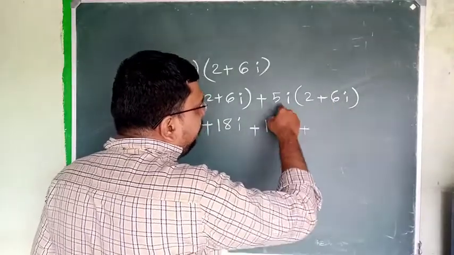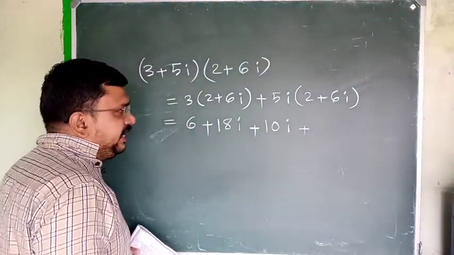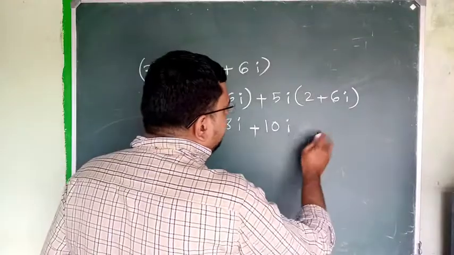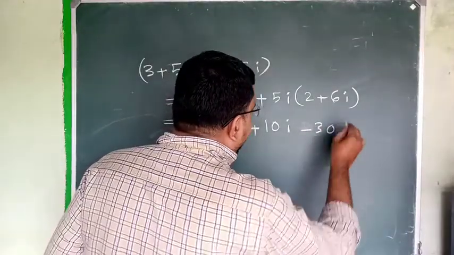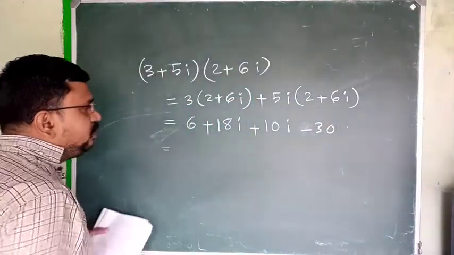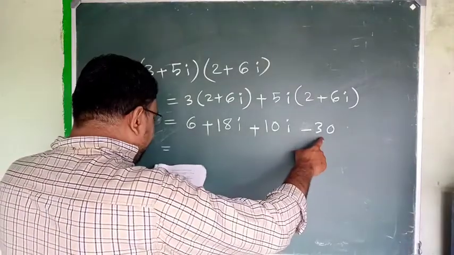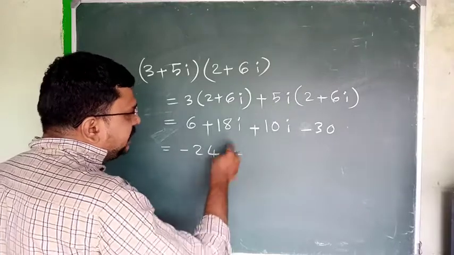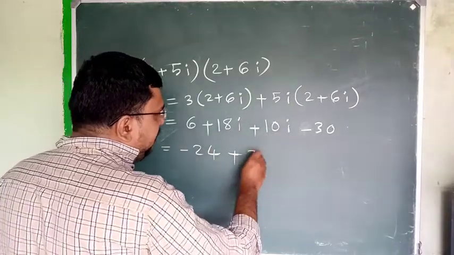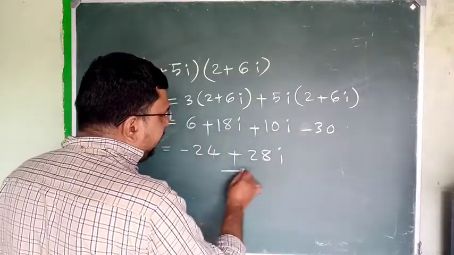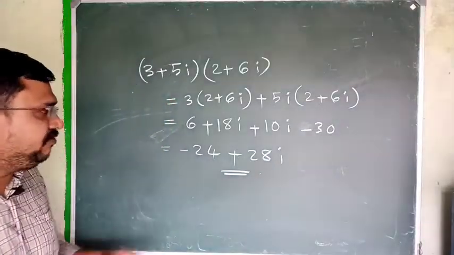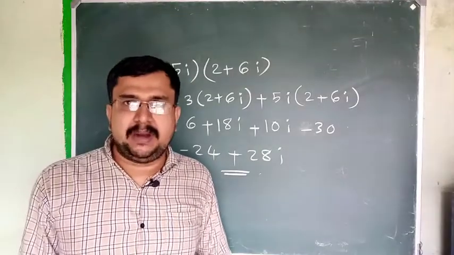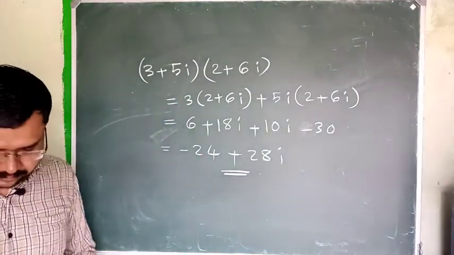Next 5 into 6, 30. 30 into i square, i square is minus 1, therefore it is minus 30. That is equal to 6 minus 30, we know that it is minus 24, plus 18i plus 10i is 28i. Okay, this is the final answer. Multiplication of two complex numbers.